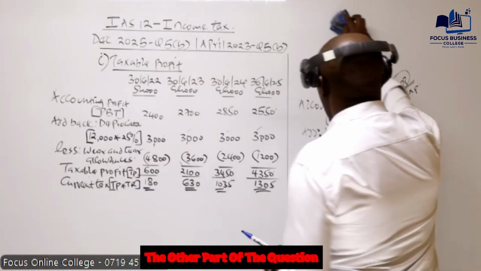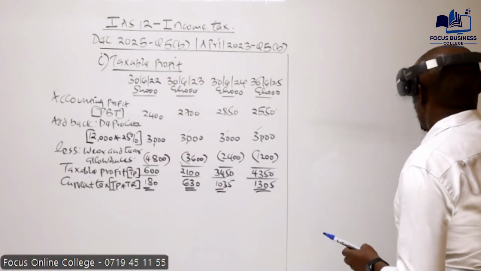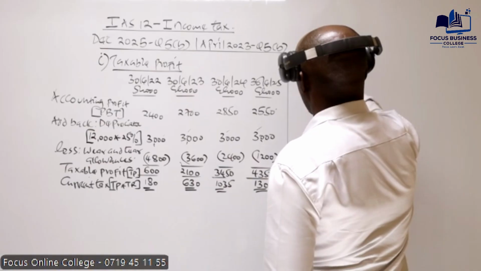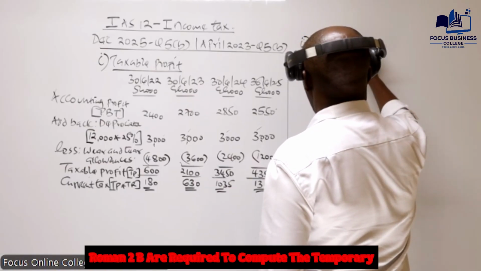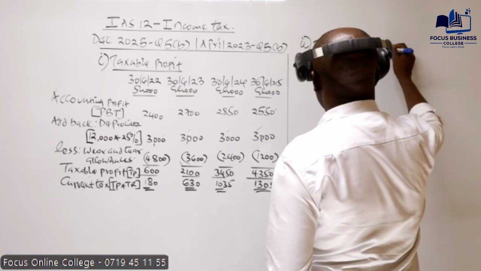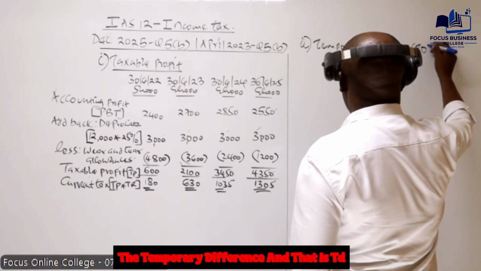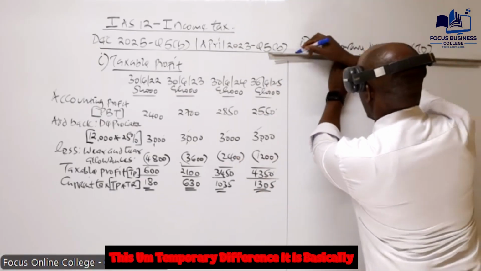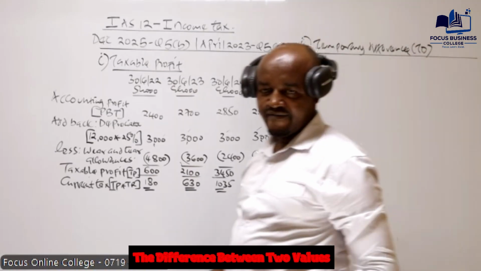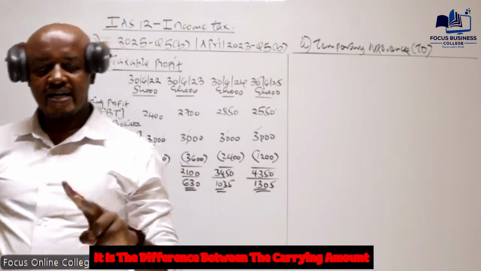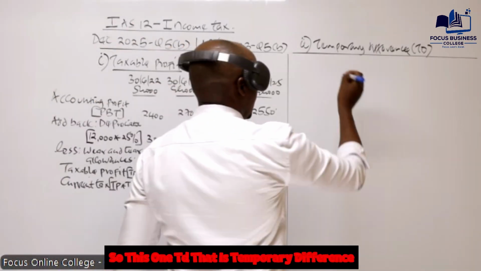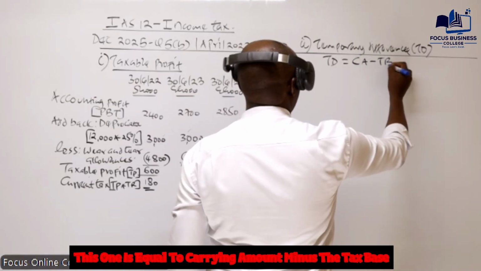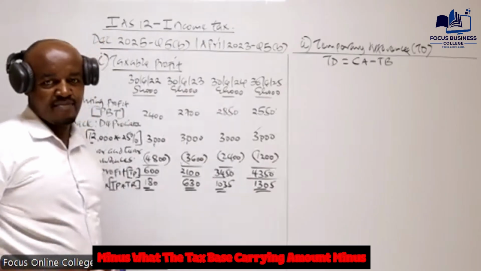Let's move to the other part of the question, Roman 2. We are required to compute the temporary difference, TD. Recall, in our previous class, we said that the temporary difference is the difference between the carrying amount and the tax base. So TD is equal to carrying amount minus the tax base.